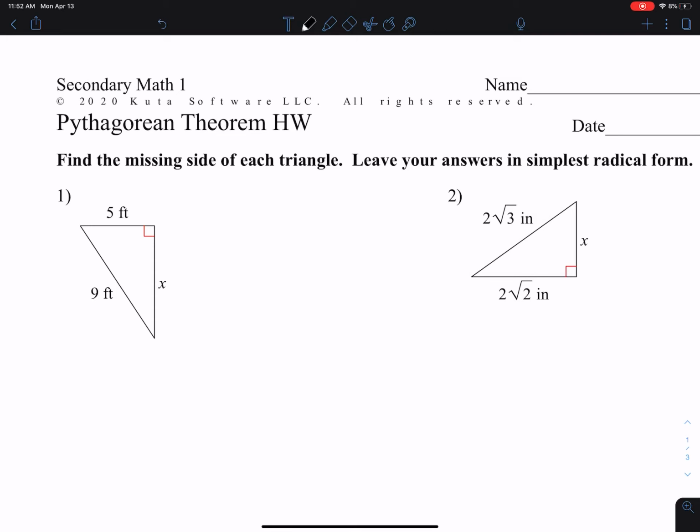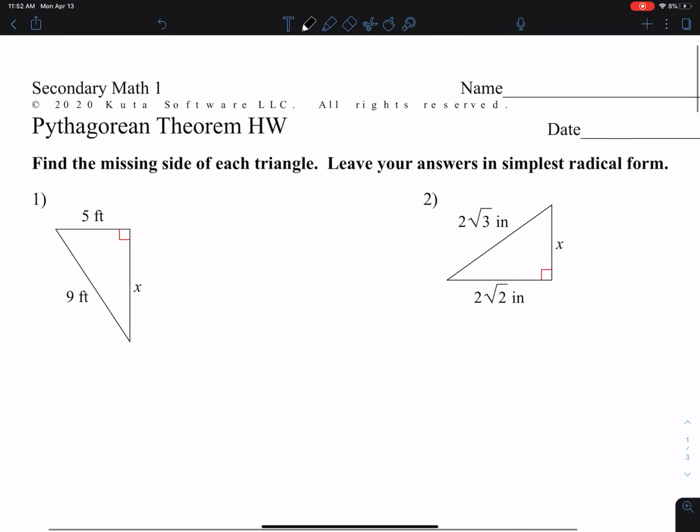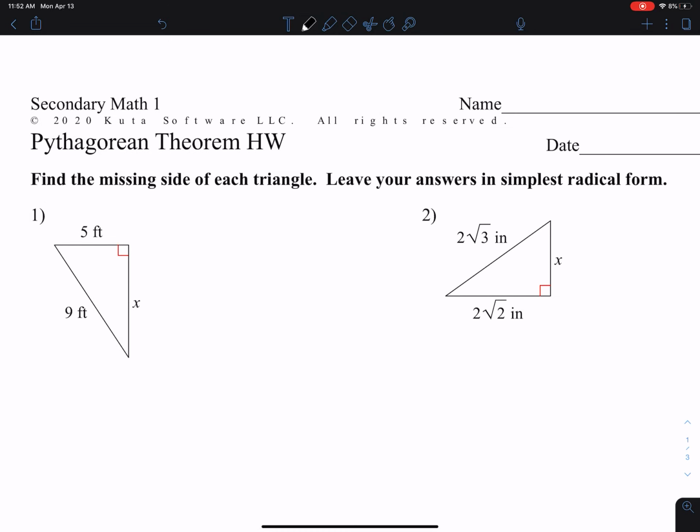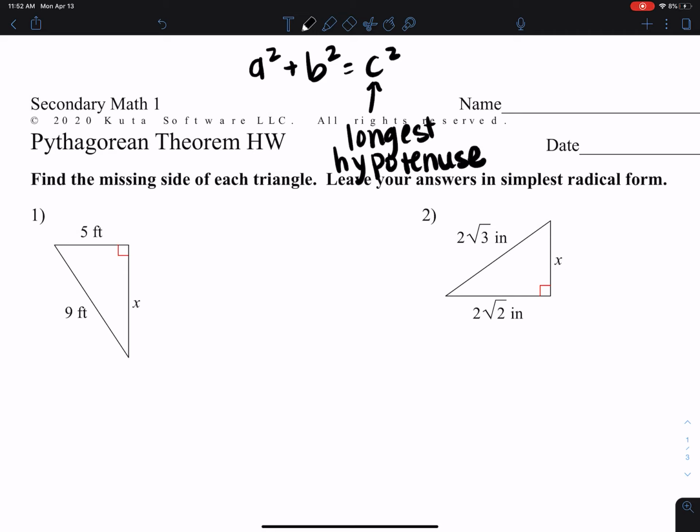Okay, this video is to help with the Pythagorean theorem homework. So in the video I asked you to watch, you should have learned that the Pythagorean theorem is a squared plus b squared equals c squared. So c is always the longest side, and we call that side the hypotenuse. And the hypotenuse is always across from the 90-degree angle.